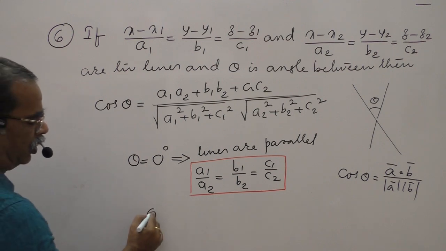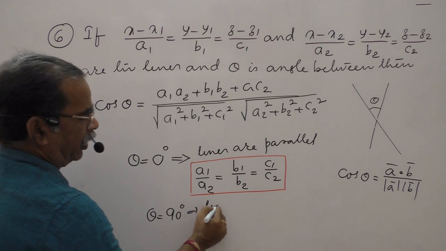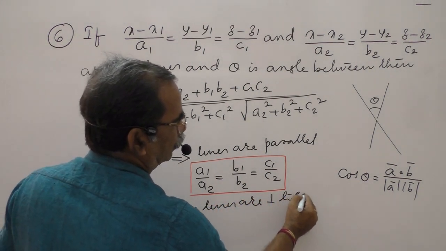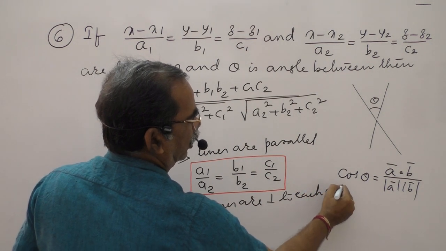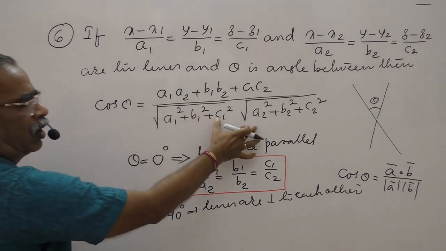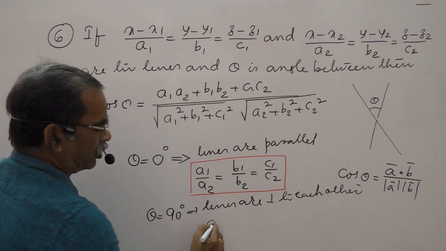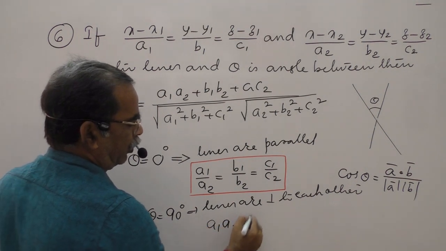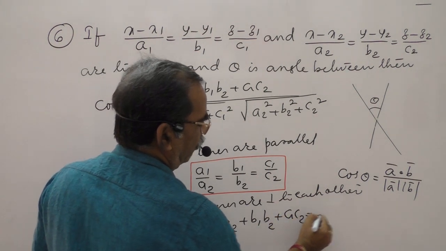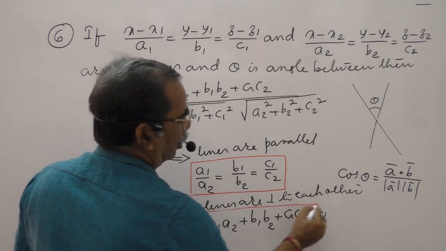Next, if theta is equal to 90 degrees, then the lines are perpendicular to each other. If you write 90 here, cos 90 is 0, cross multiplication, this becomes 0, you will have only this. Therefore, the condition for perpendicularity of two lines is a1 a2 plus b1 b2 plus c1 c2 equal to 0.